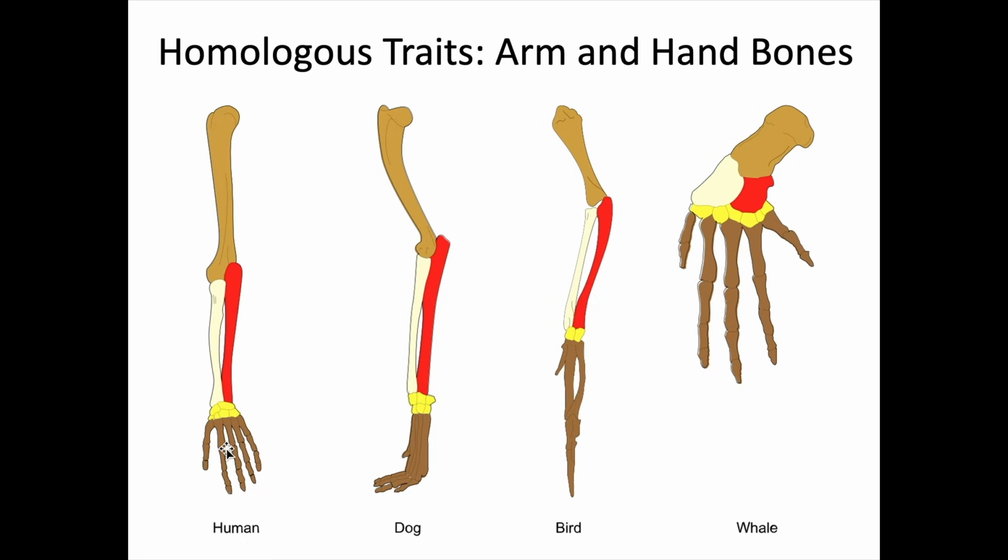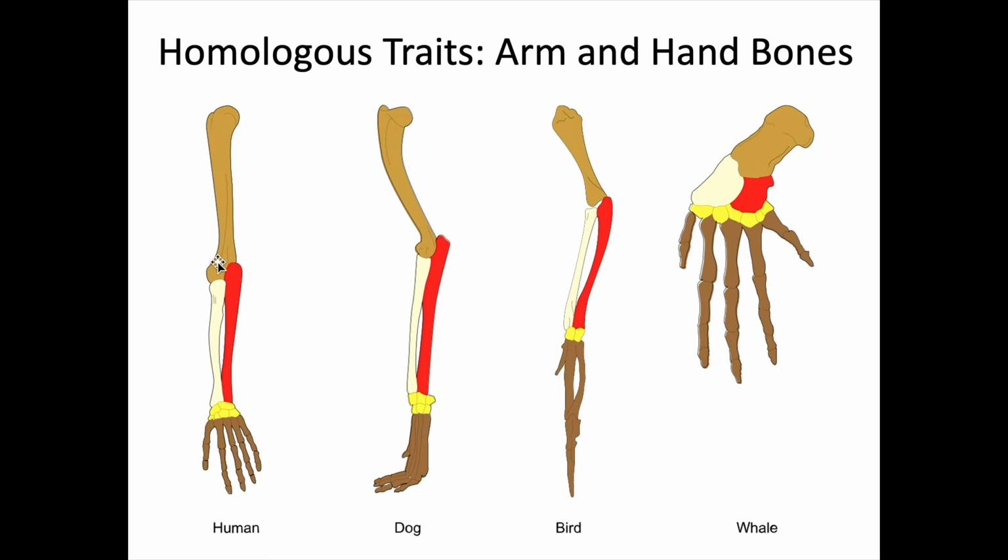But all of these structures have the same basic bones. They have the same basic radius and ulna and wrist bones and digits, and they're just modified to fulfill different functions. Seeing all of these different animals sharing this common feature can make us assume that they all have this hand, this arm, because they share a common ancestor that had an arm like this.